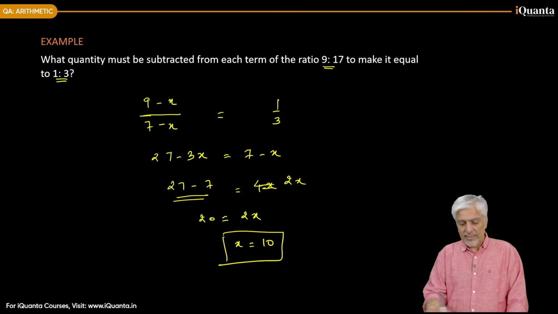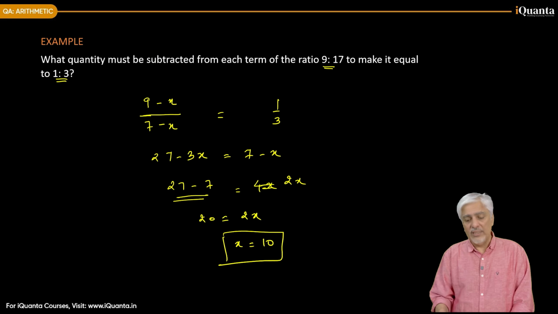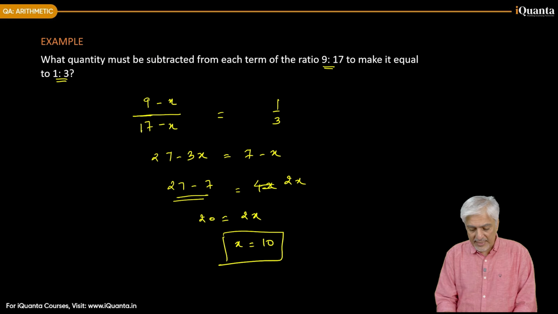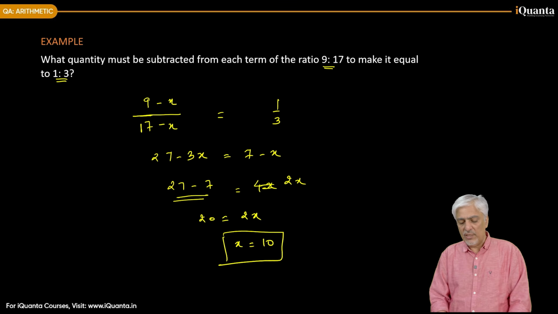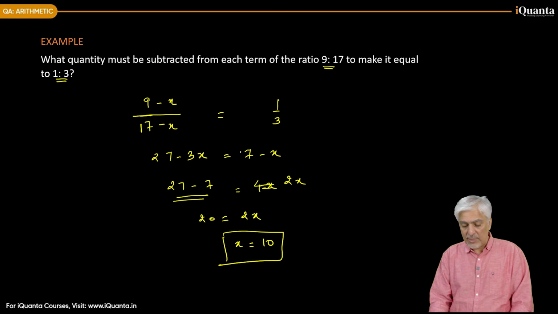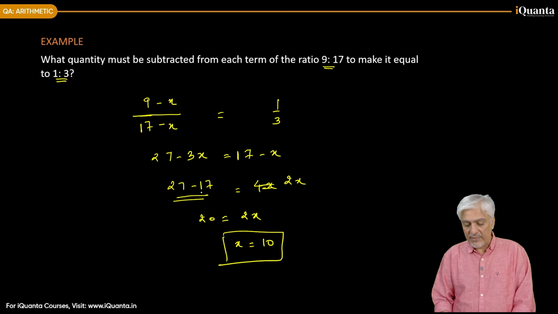okay, by the way, there is a small error in this whole question. This question was supposed to be 17, not 7. So we'll have to just change that. I'll just change it over here. So this 27 minus 3x will become 17 minus x. So I'll get 27 minus 17 is equal to still 2x. That part remains as it is. So we'll get 10 is equal to 2x and we're getting x is equal to 5.